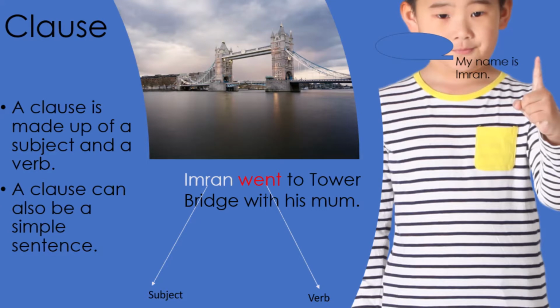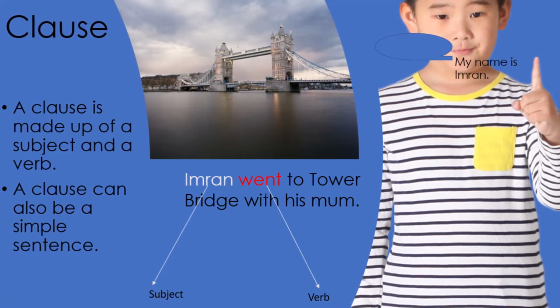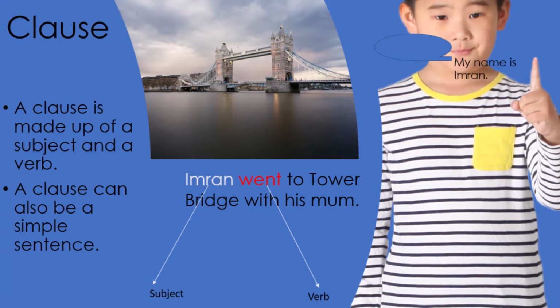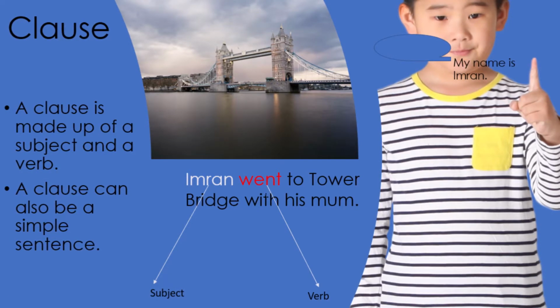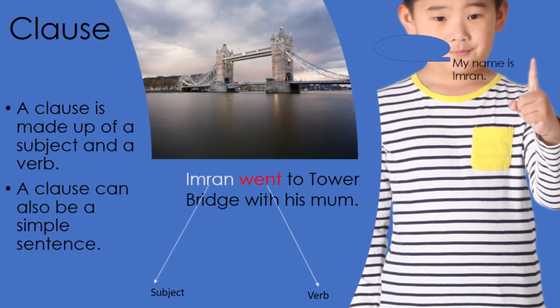A clause. A clause is made up of a subject and a verb. A clause can also be defined as a simple sentence.